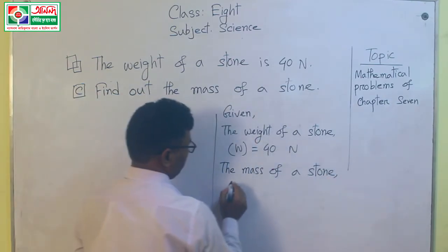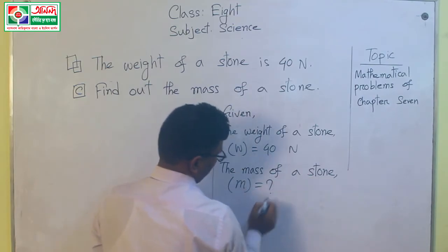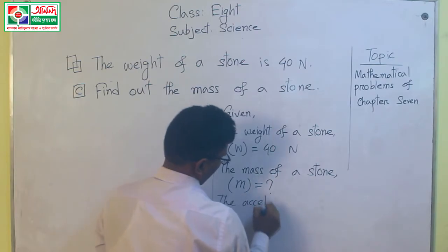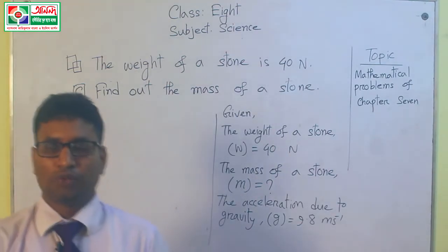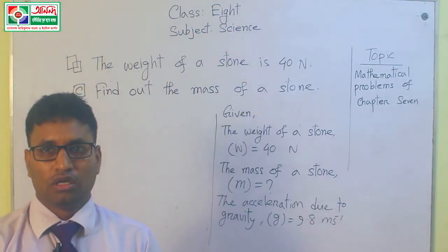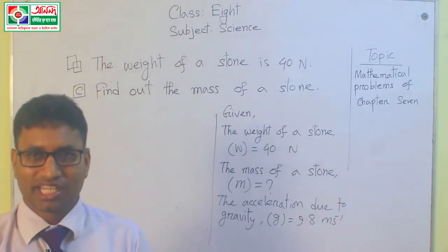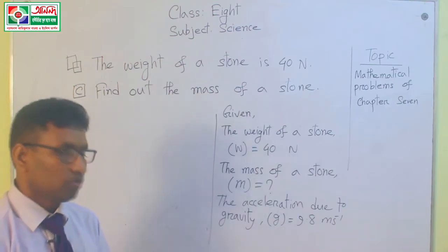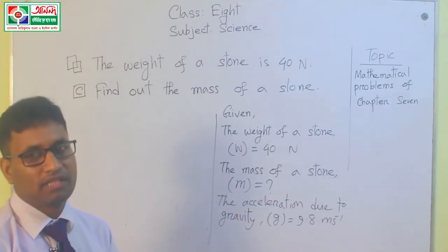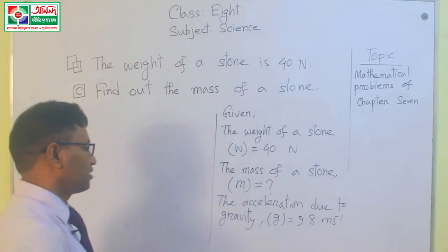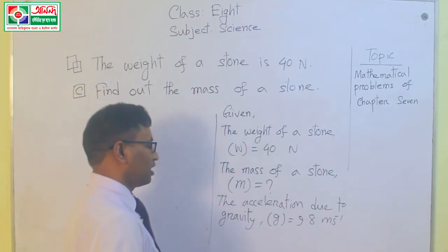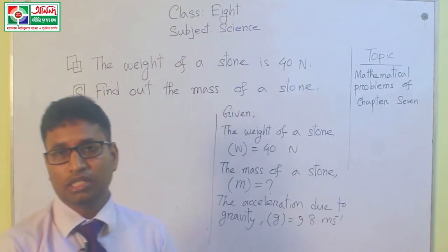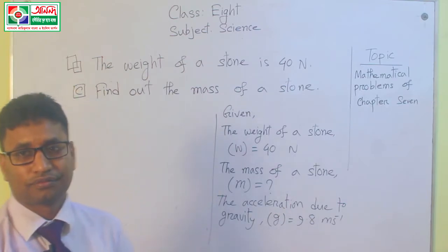The mass of the stone, m equal to what? The acceleration due to gravity: in this mathematical problem, no region is indicated, so we will suppose this stone stays on Earth's surface. So the acceleration due to gravity on Earth's surface is small letter g equal 9.8 meter per second square.